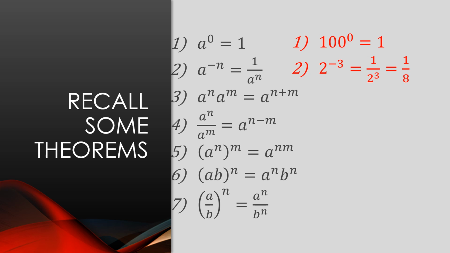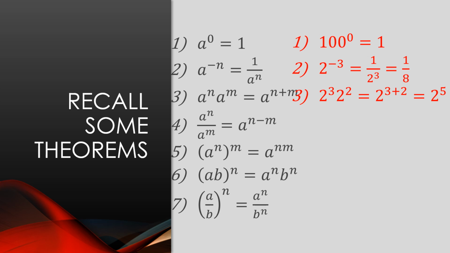For number 3, we have to take note here that n and m are real numbers. A raised to n times a raised to m is equal to a raised to n plus m. Example, 2 cubed times 2 squared is equal to 2 raised to 3 plus 2, or 2 raised to 5.